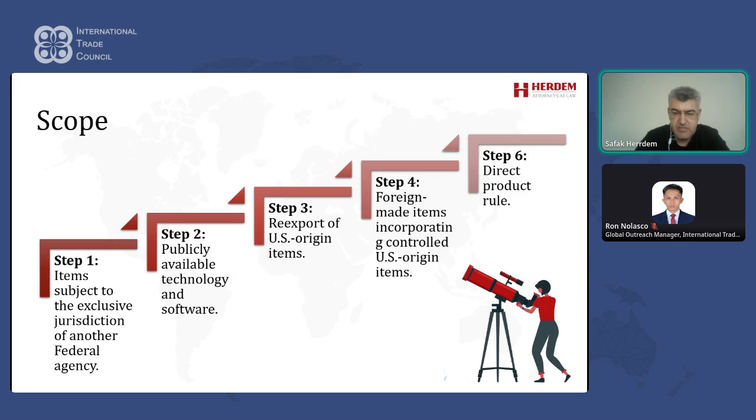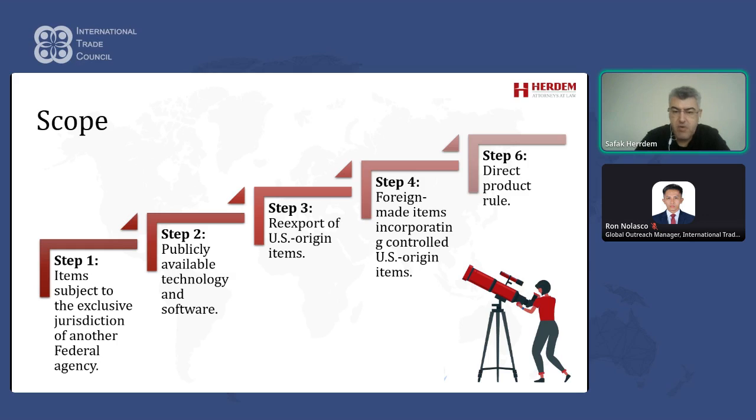If the item is not subject to the exclusive jurisdiction of another federal agency, then other steps should be followed to determine the ER's applicability. Step 2 is publicly available technology and software. This step is relevant for both exports and re-exports. It's about determining if technology or software is publicly available as defined and explained in the ER.